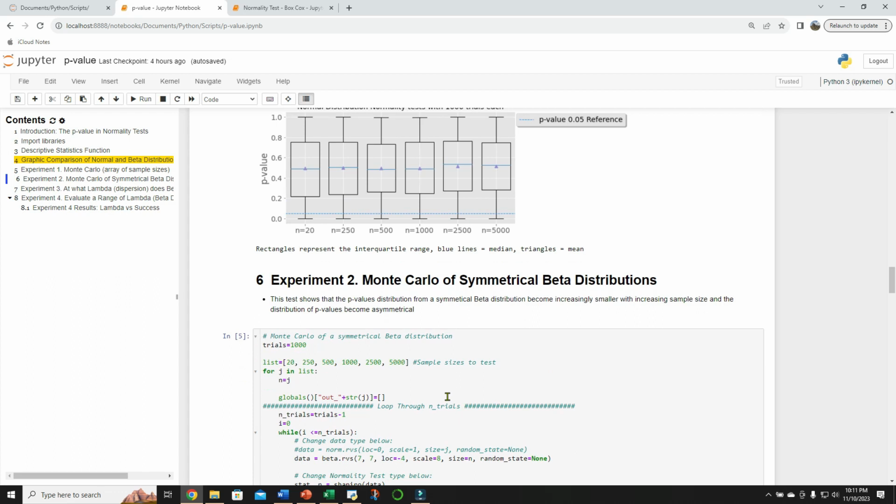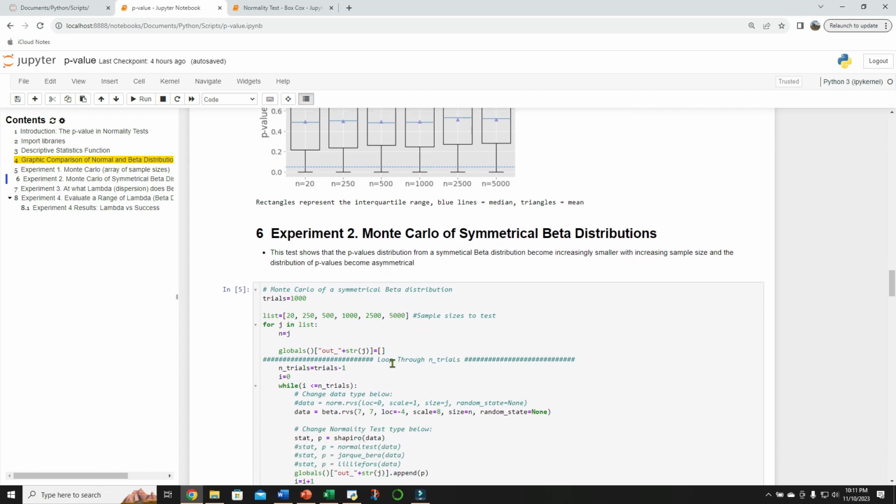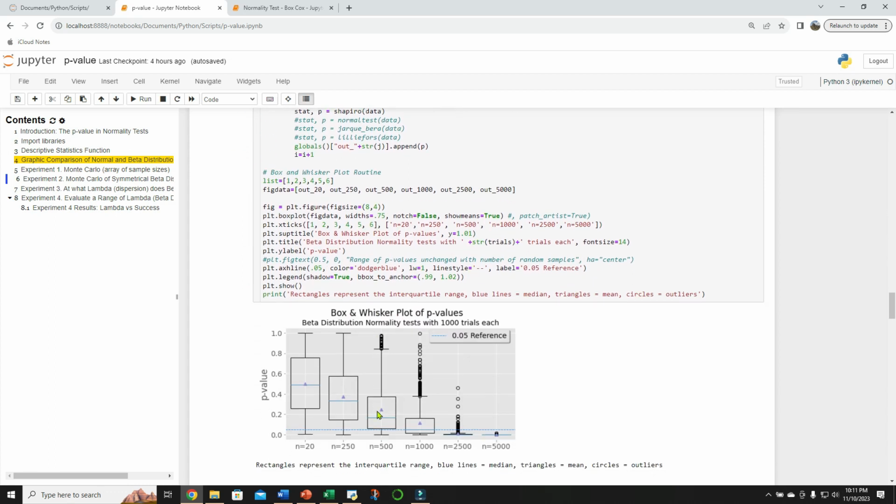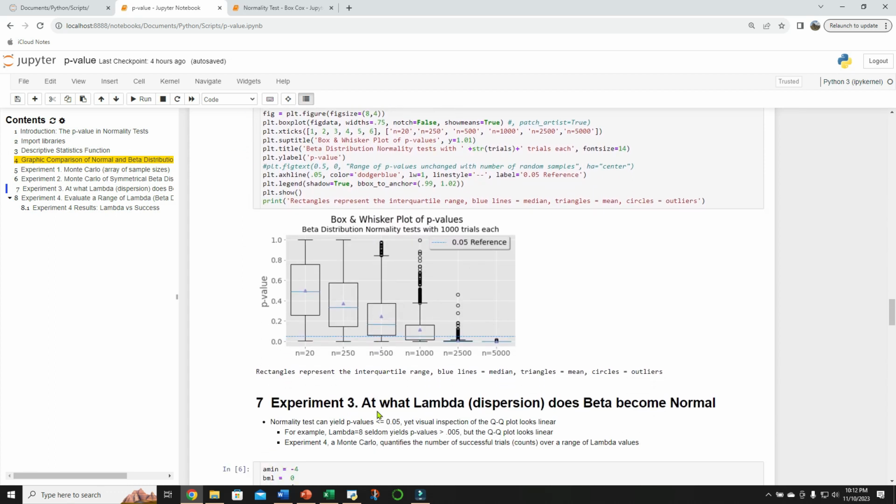And again, we'll use the same number of samples in this array. And here's where we designate our beta distribution, where we're generating random values with alpha and beta shape parameters of 7, which makes it more or less normal-like. And let's take a look at the box and whisker plot. Remarkably, when we look at 20 samples, we have something that looks normal, as we saw in the other plots.